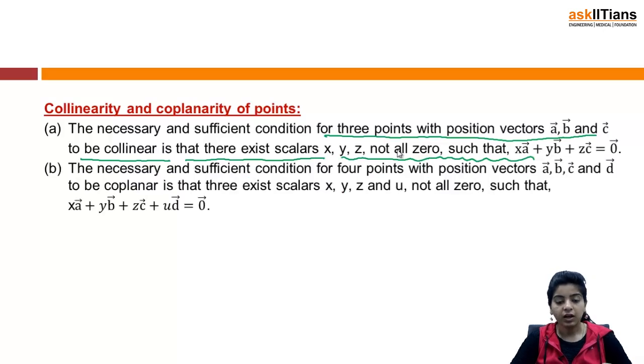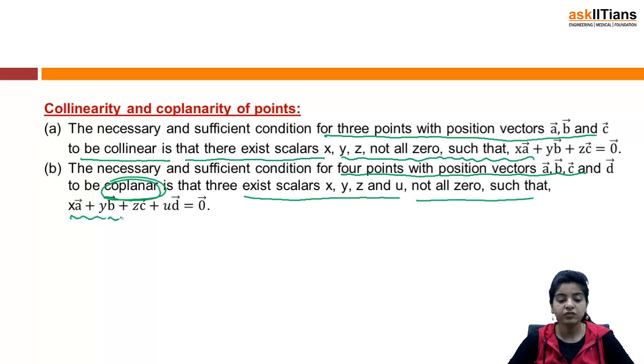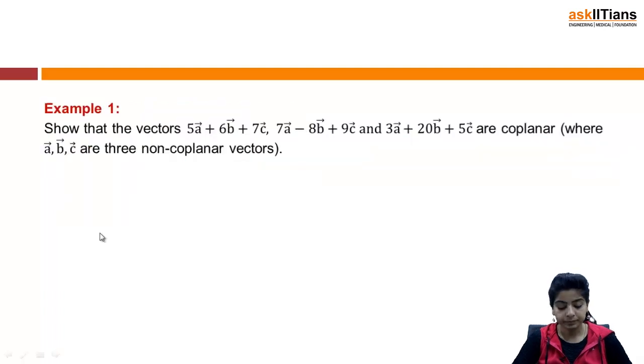Again, the necessary and sufficient condition for 4 points with position vectors a, b, c and d to be coplanar is that there exist scalars x, y, z and u not all 0 such that xa plus yb plus zc plus ud would be equal to 0. Just remember these two conditions as they will be utilized in questions. We shall also solve certain questions based on these concepts just now, so that the concepts would be much clearer.